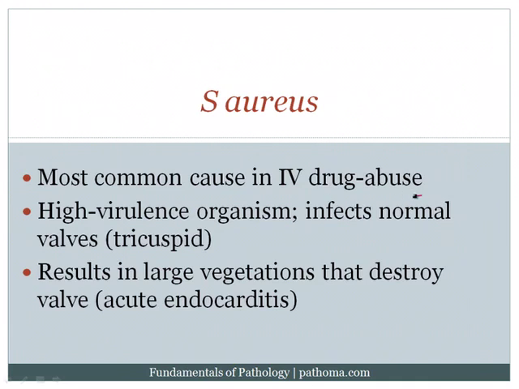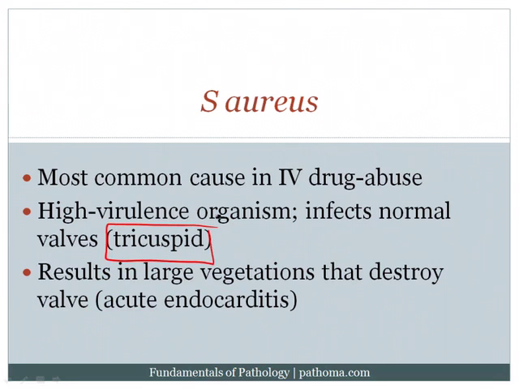Staph aureus is the most common cause of endocarditis in IV drug abusers. It is a high virulence organism, therefore it will infect normal valves and it will result in large vegetations that destroy the valve. Hence, it causes something called acute endocarditis. Now, important to know that the classic valve that's going to be involved by Staph aureus is the tricuspid.